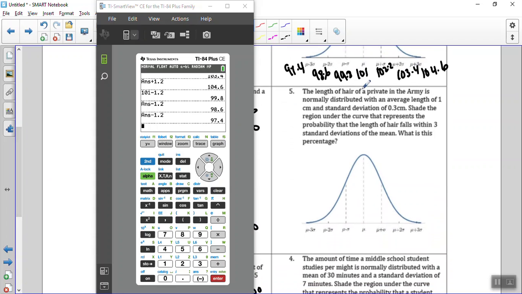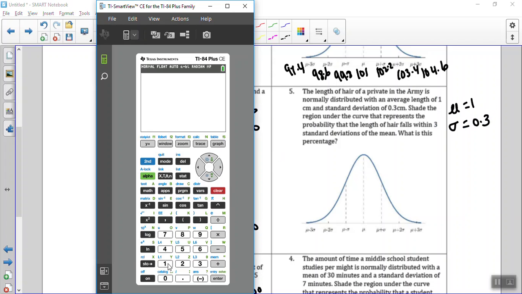This one is saying the length of a private in our army is, well, I don't really care about what it says. I just want to make sure I find the mean. The average is another way to say mean. Average is 1, and the standard deviation is 0.3. So I would do 1 plus 0.3. So you have 1 in the middle, and then 1.3, 1.6, 1.9, and then 1 minus 0.3 is 0.7, 0.4, and 0.1.